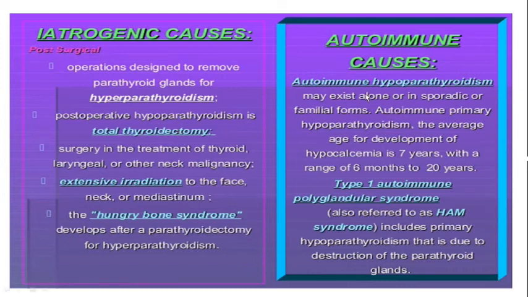Autoimmune causes develop very early in life. It can be as early as 6 months to 20 years. It exists in a sporadic or a familial form. There is a typical type 1 autoimmune polyglandular syndrome, which is also called Whitaker syndrome, where you have a primary hypoparathyroidism due to destruction of the parathyroid glands.